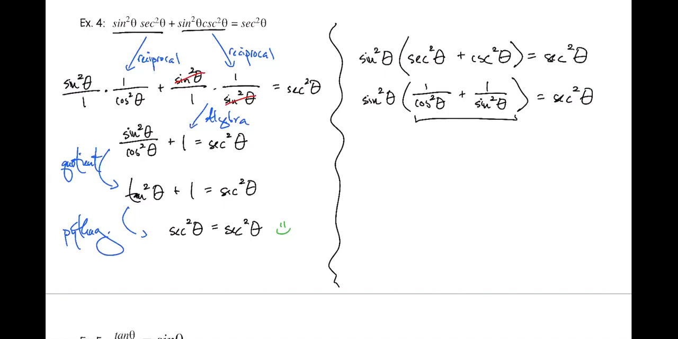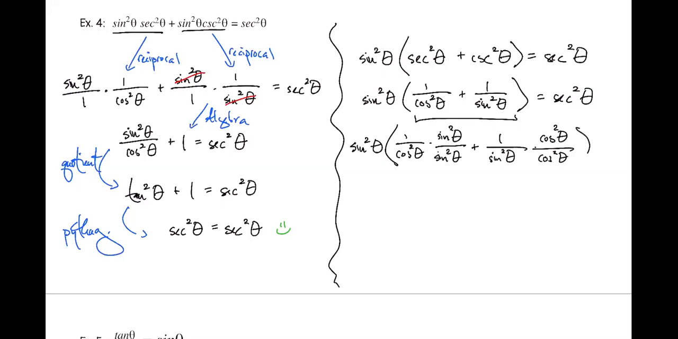Right, I've got two fractions I have to add together. What do I need when I add fractions? Yeah, I need a common denominator, okay? So to get a common denominator, I would take the first fraction and multiply it by sine squared over sine squared, plus the second fraction, which I'd multiply by cosine squared over cosine squared.